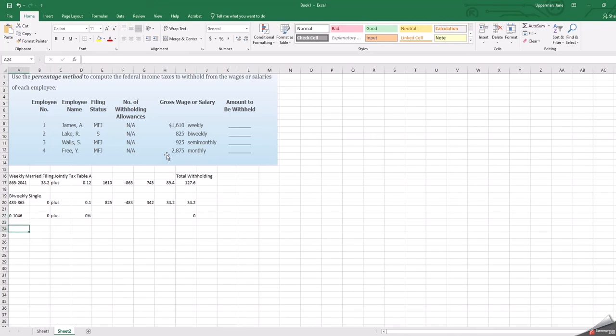Okay, then finally, our third person is married, filing jointly and monthly. So that's the final table down below. So then his wages are $2,875 a month. So as I look through that table for married filing jointly, we've got the range is $2,092 through $3,750. So that's where he would fall in. And then the taxes withheld are 0 plus 10% of anything over 2,092.